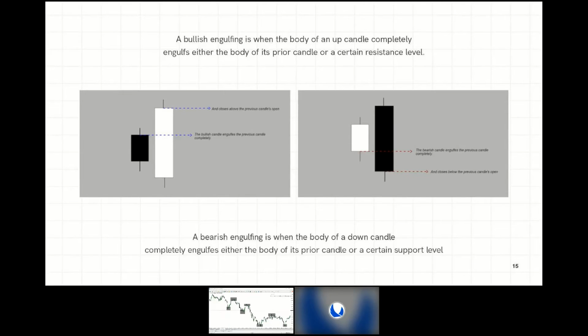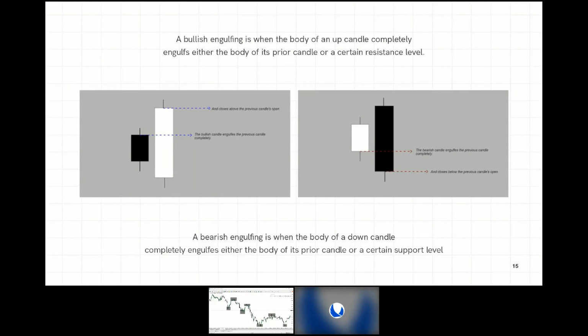A bullish engulfing is when the body of an up close candle completely engulfs either the body of its prior candle or a certain resistance level. This is the bullish engulfing candle here. You see, the bullish candle engulfs the previous candle completely and closes above the previous candle.